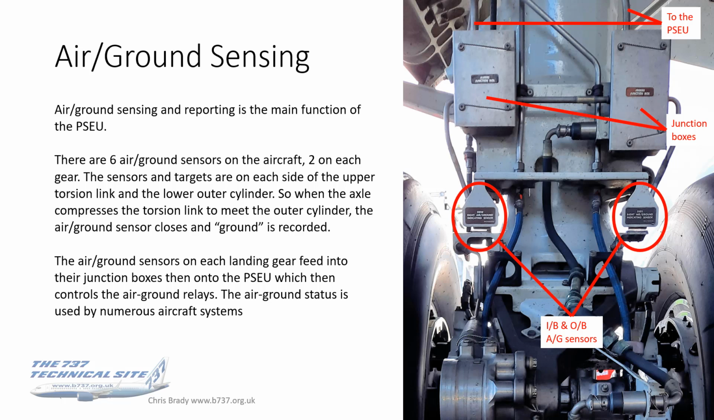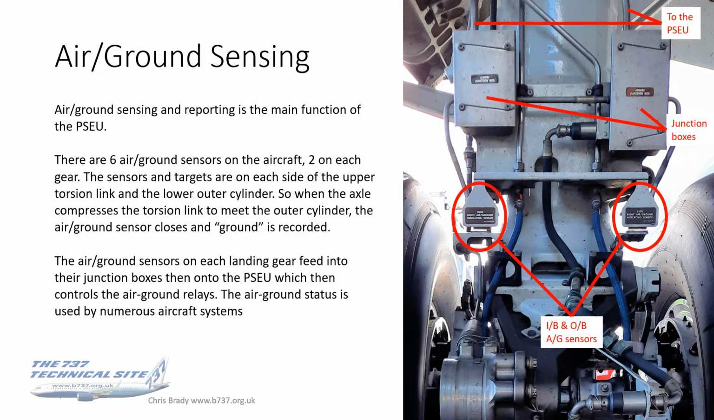So there are 6 air ground sensors on the aircraft. There's 2 on each gear, 2 on each main landing gear and on the nose gear. The sensors and targets, which we've been through on the previous slides, are on each side of the upper torsion link and the lower outer cylinder. So when the axle compresses the torsion link to meet the outer cylinder, the air ground sensor closes, in inverted commas, the gap reduces and a ground is recorded. The air ground sensors on each landing gear feed into the junction boxes, which you can see there just above the sensors in the photo, then onto the PSEU, which controls the air ground relays.